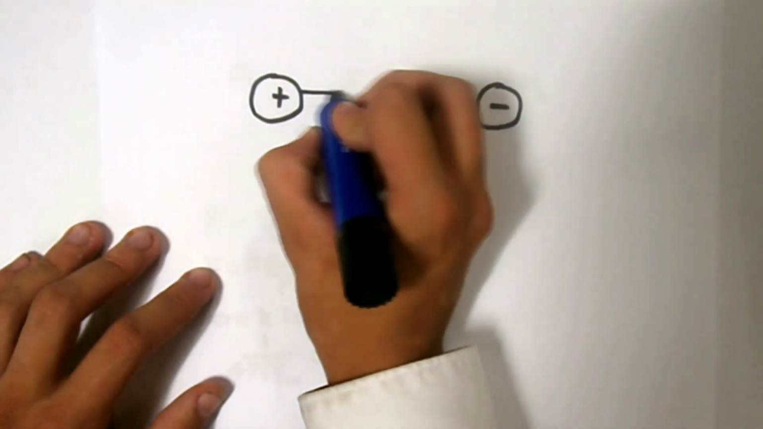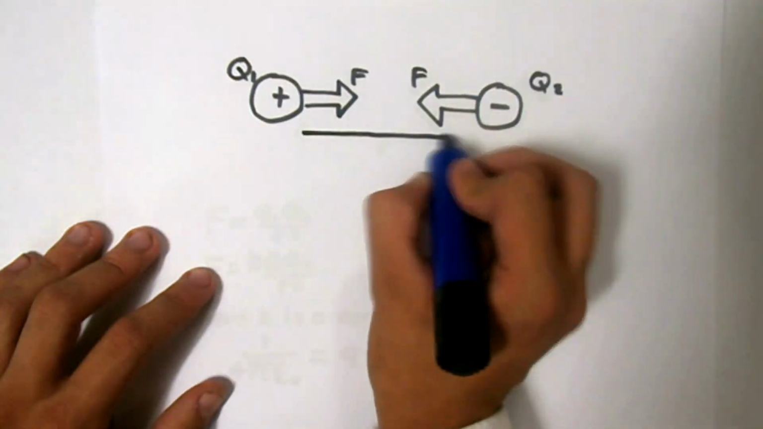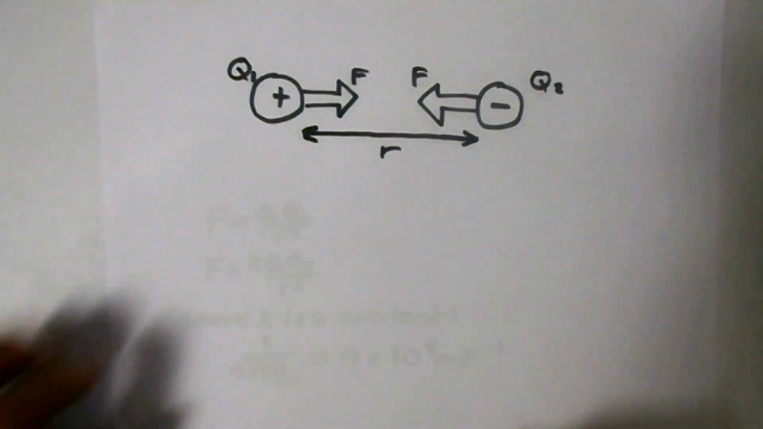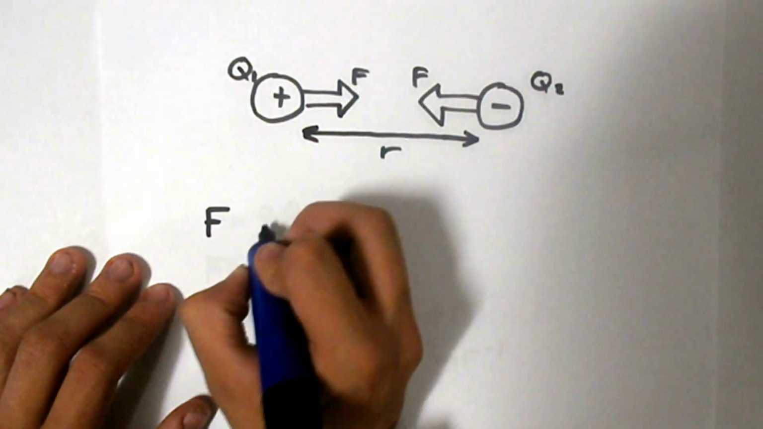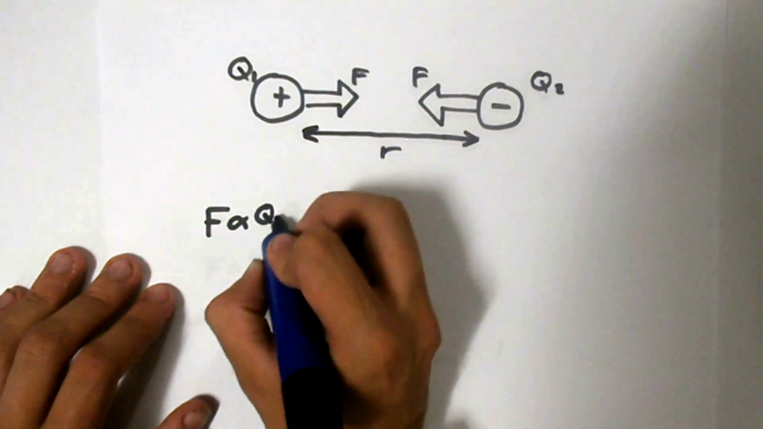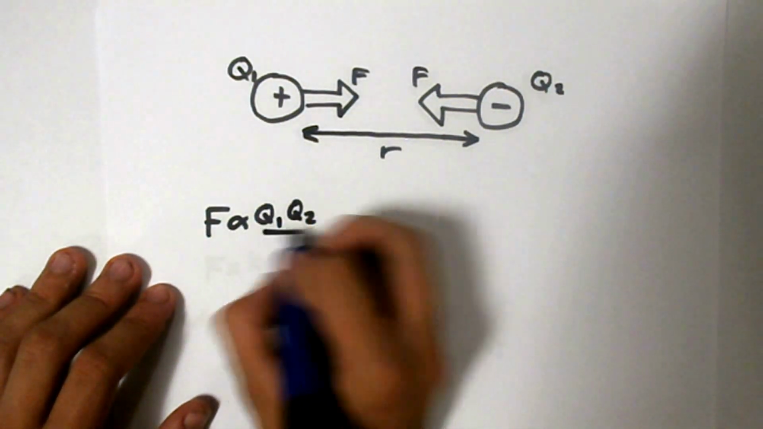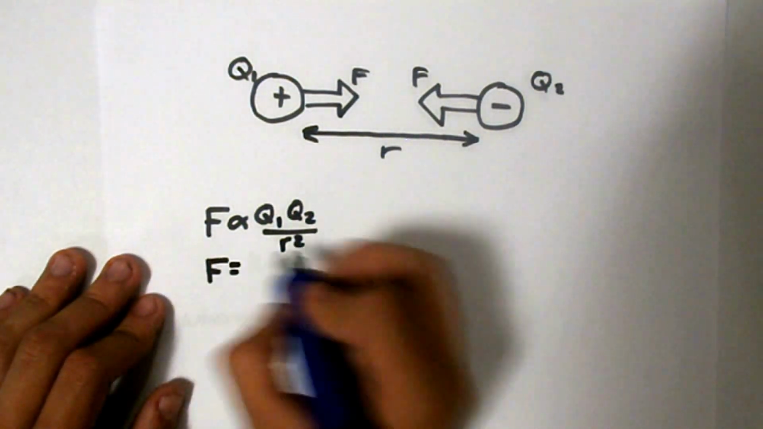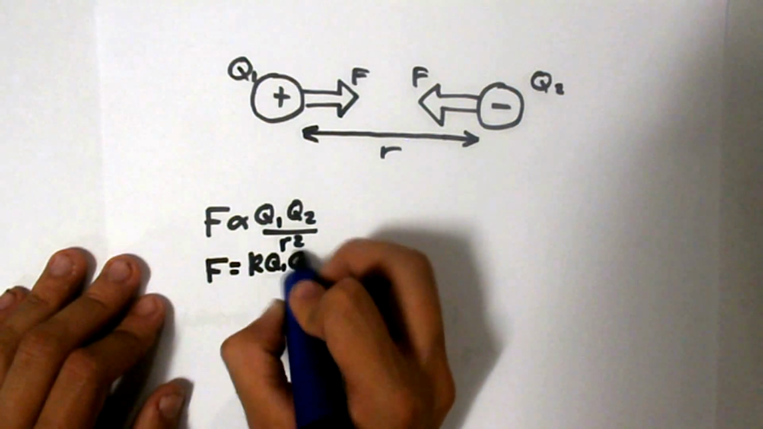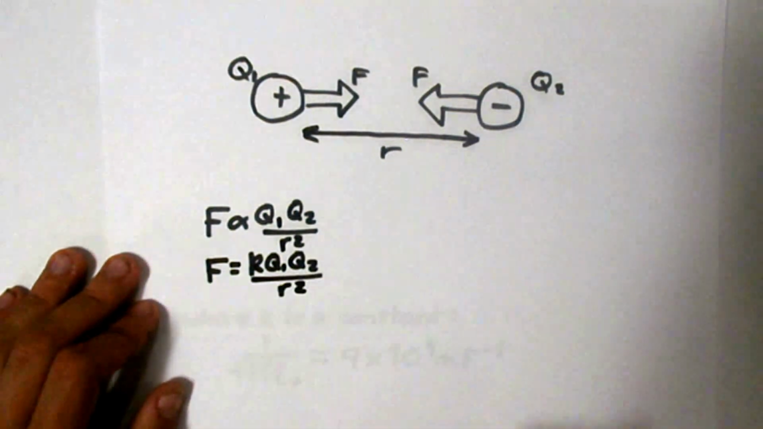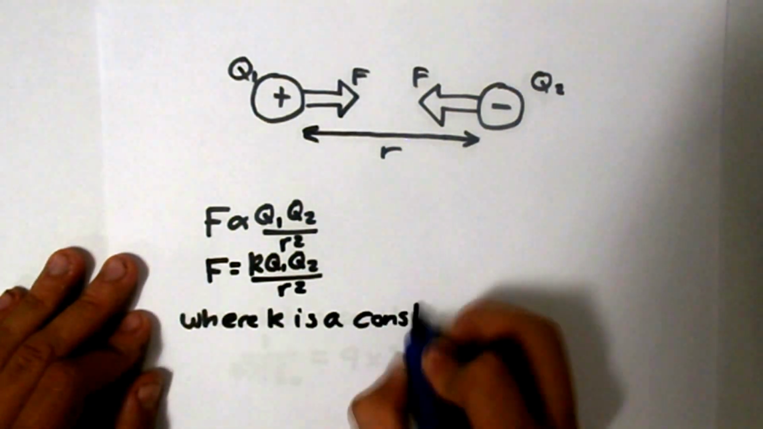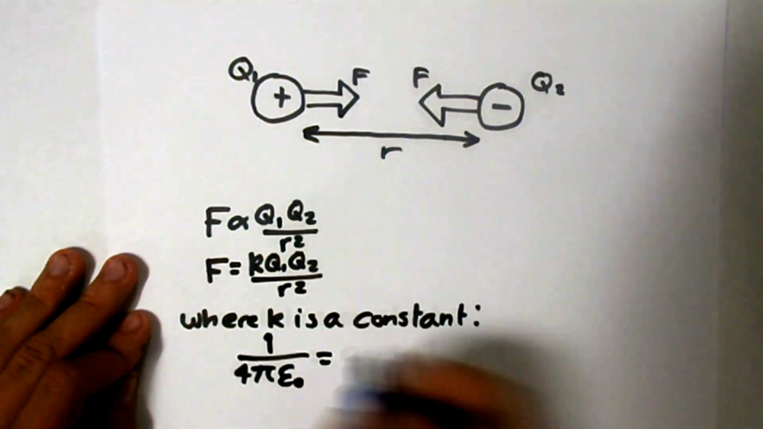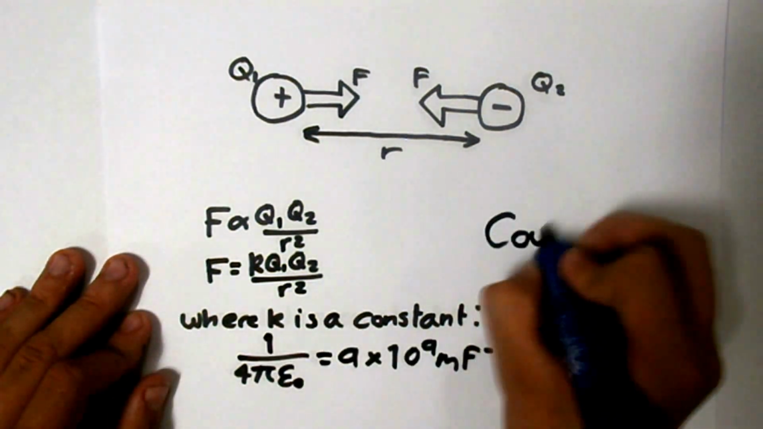You can also find the force between two charged particles using Coulomb's law. Coulomb's law states that the force is directly proportional to the product of the two charges, while inversely proportional to the square of the distance between them. This means that force is equal to Q1 times Q2 over r squared times a constant. The value of the constant is equal to 1/(4πε₀), which is equal to 9 times 10 to the 9.